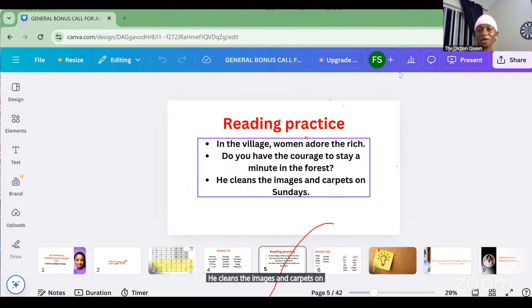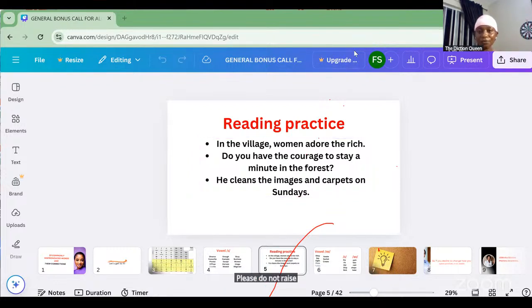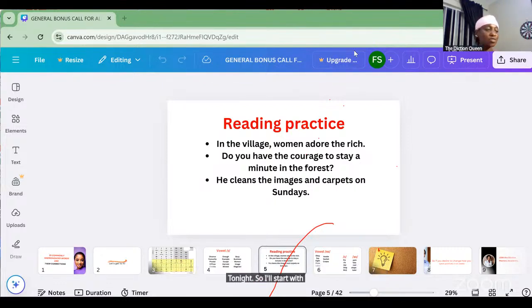So who's ready to practice with me? If you are, please use the raise hand button to raise your hand. If you've raised your hand earlier, please do not raise your hand again. Let's give room for those that have not spoken tonight. So I'll start with Faith. Faith, please unmute.